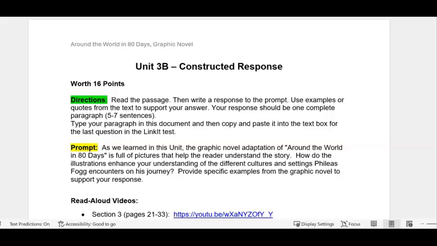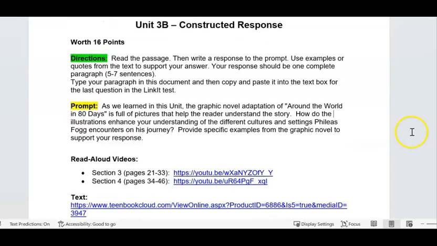Okay, so if we look at the prompt, it talks about the graphic novel adaptation of Around the World in 80 Days being full of pictures that help the reader understand the story. Make sure you are answering the question here. How do the illustrations enhance your understanding of the different cultures and settings Phileas Fogg encounters on his journey? And make sure you are also providing specific examples from the graphic novel to support your response.